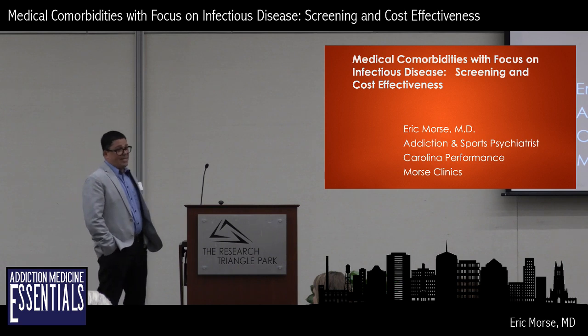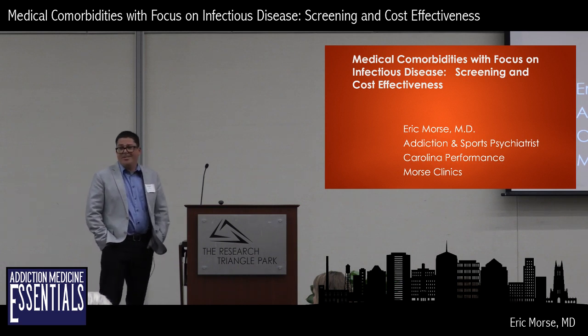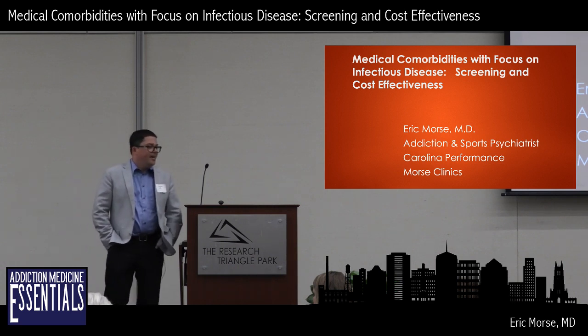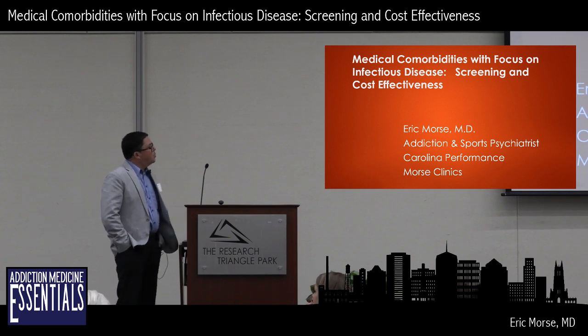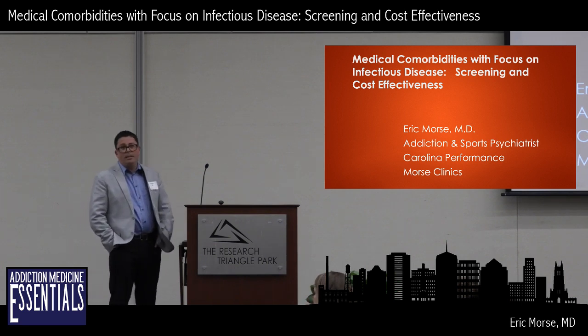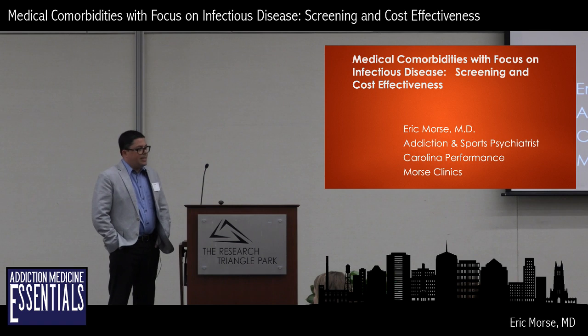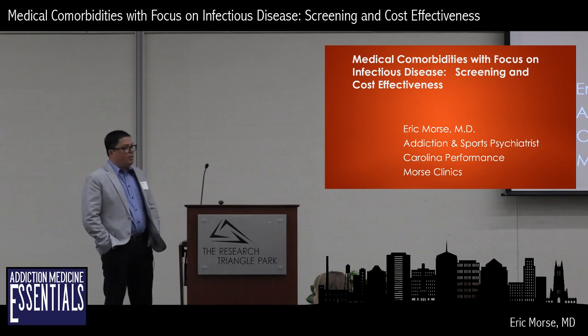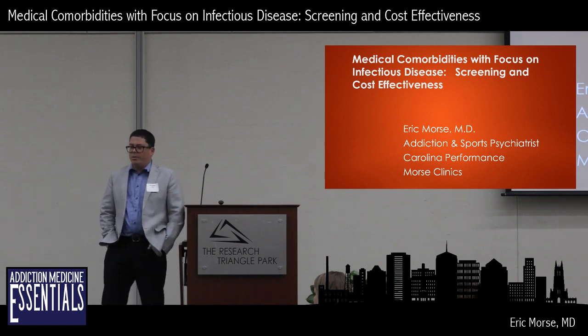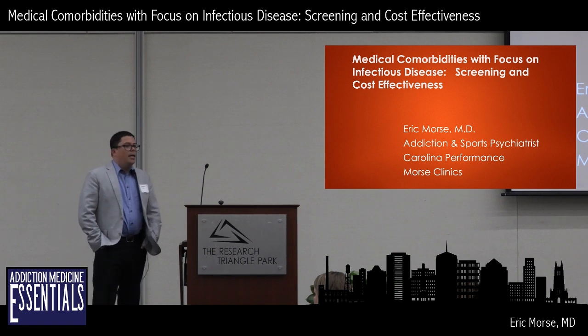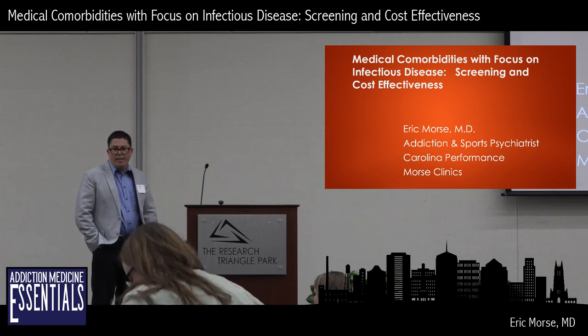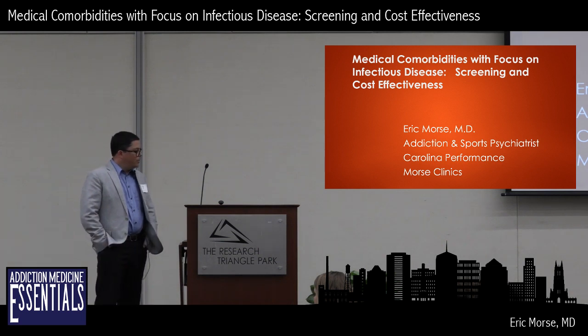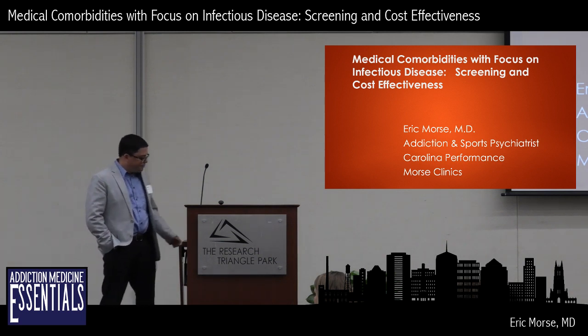And that's because I only have 11 slides. So this is going to be the shortest talk. But hopefully it gets the point across. I want this to be practical, that you can use on a daily basis when you come across a patient with opioid use disorder. What's the most cost-effective way of treating it and screening for what you need to screen for?